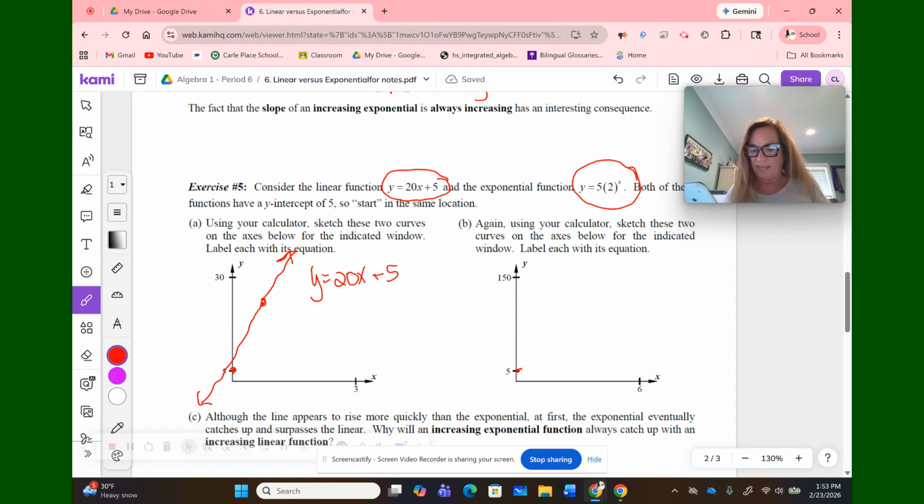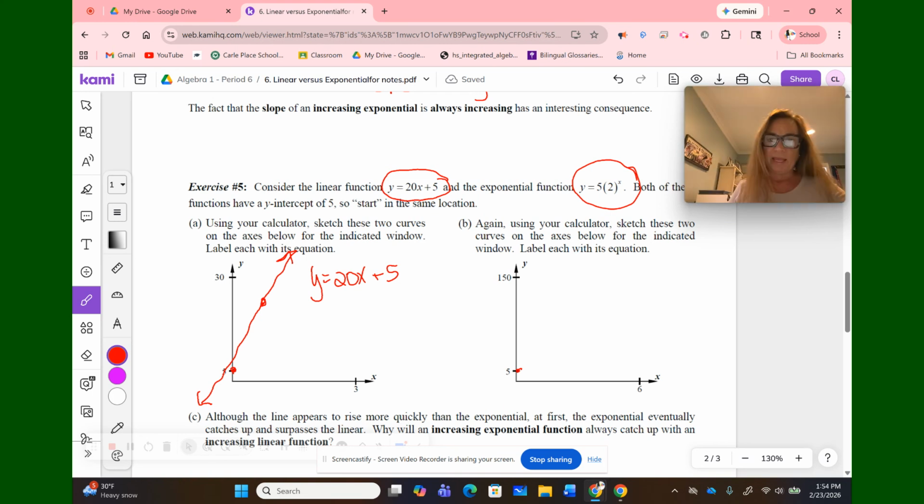Why don't I show you that on the calculator since we're like right here, and I might as well. So the first one is y equals 20x plus 5, and the window that they're using goes from x goes from 0 to 3, and y goes from 0 to 30. Okay, so that would look like that. Can you see it? I don't know if you can see it. I'm not really good at this. There you go. You can see it there.